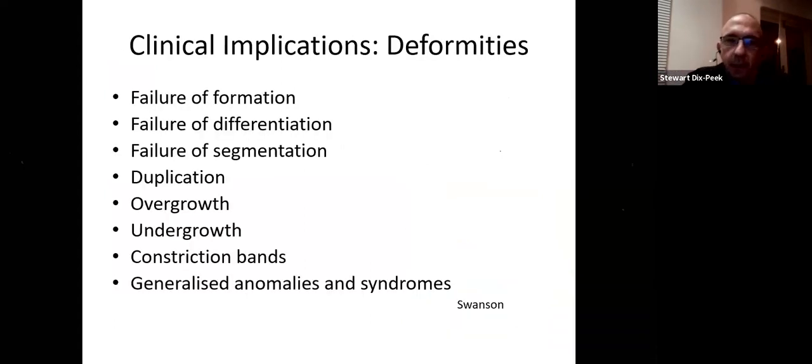So the clinical implications of this is that in terms of deformities, and here is your Swanson classification now: failure of formation, differentiation, and segmentation, duplication, overgrowth, undergrowth. I always remind you that the one that all of the registrars leave out is constriction bands, and I myself am the one who always leaves out the very last one, which is generalized anomalies and syndromes. But I think that if you remember 3/4 of this slide, it's a good starting point to be able to discuss in very general terms any clinical embryological abnormality or congenital.